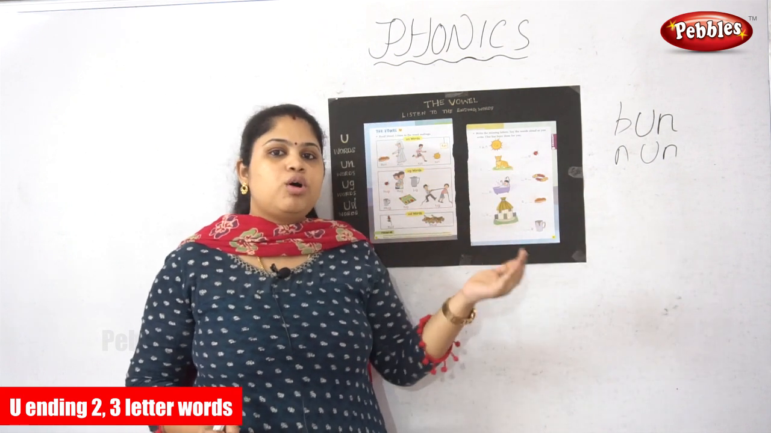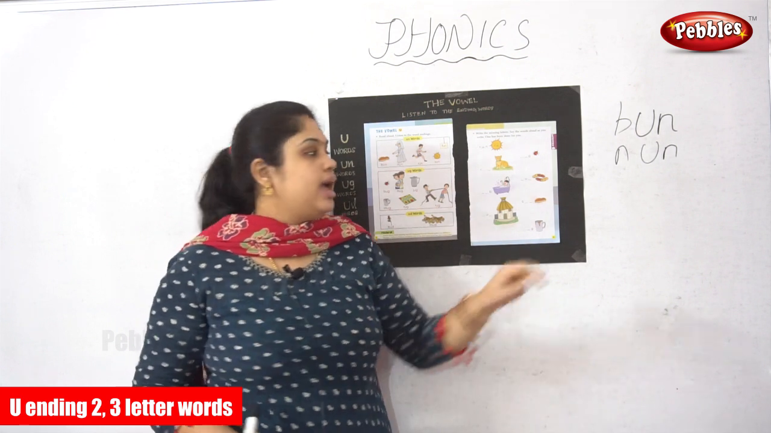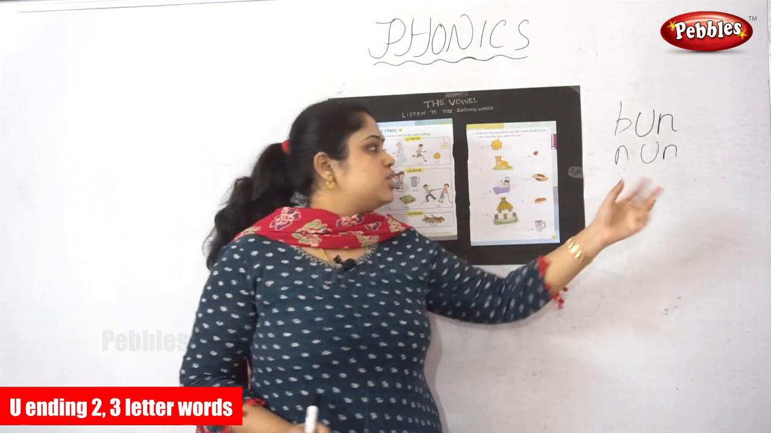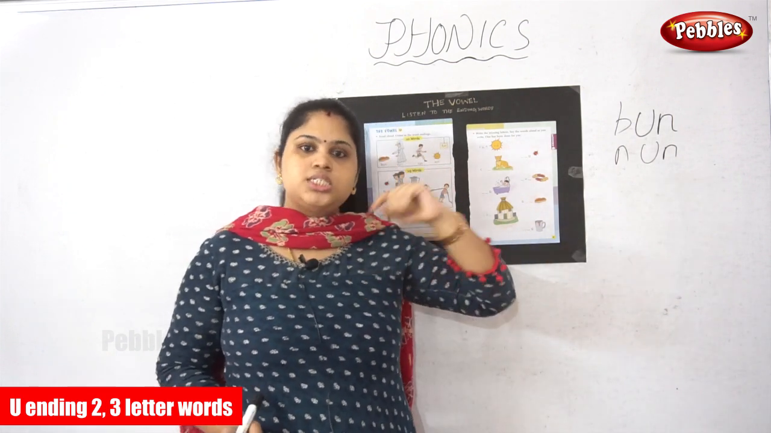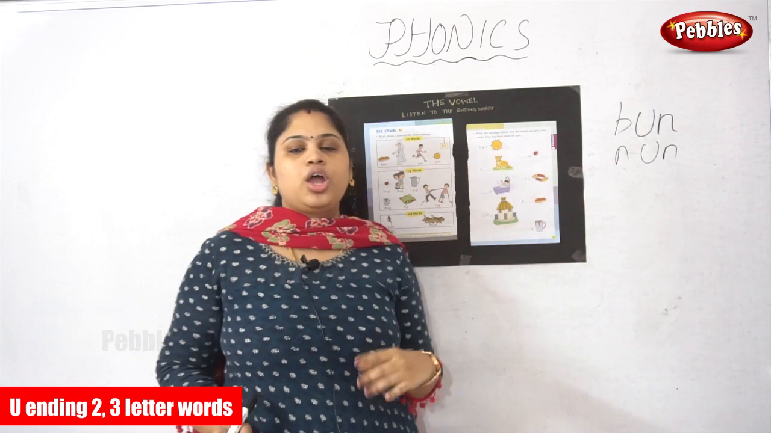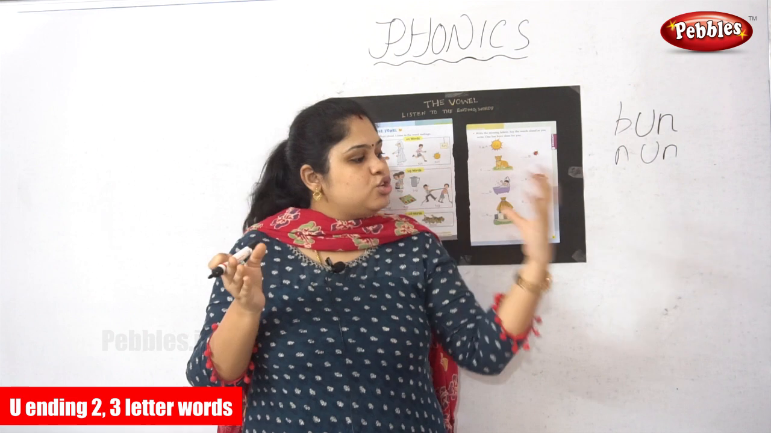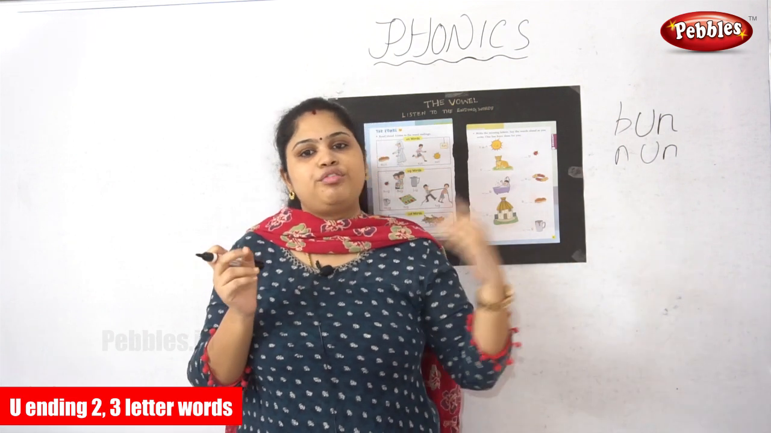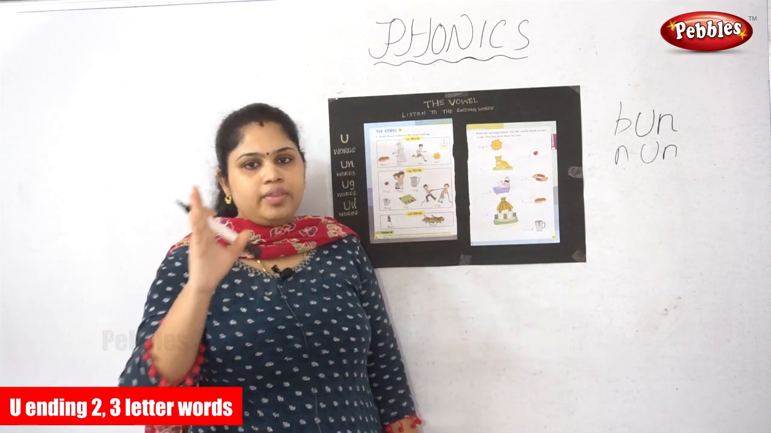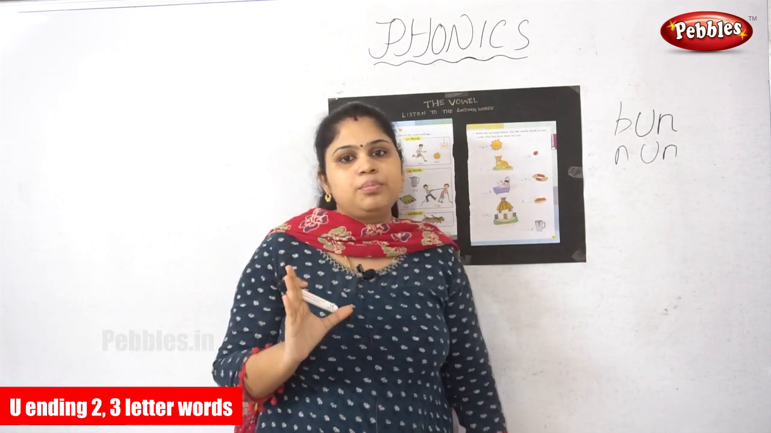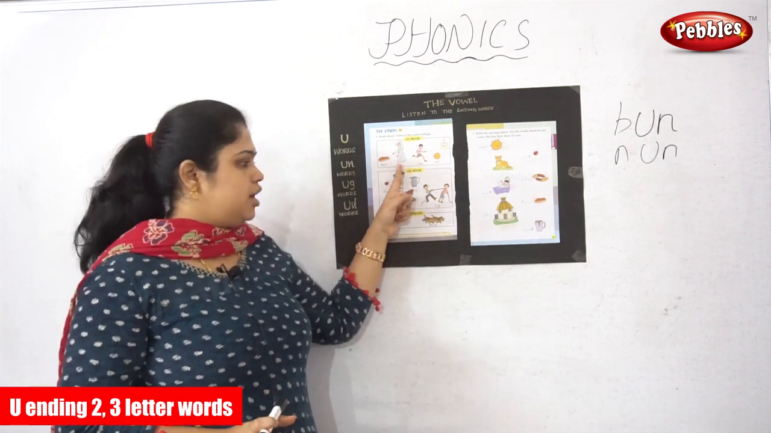But how do we read it? What is the N sound? N sounds n. So what is the UN sound? UN sounds un, and together, nun. Okay, so when you are starting the sound of the first letter, you should immediately catch the sound of the second letter. Then only it will be very easy to read the word, and you get the correct pronunciation also. Okay, so nun.